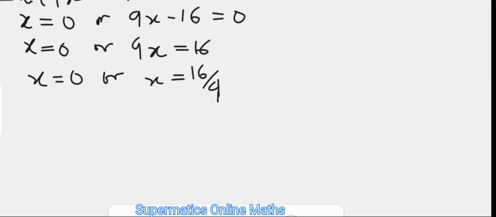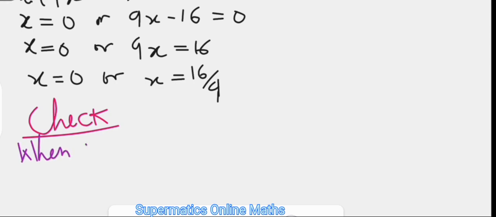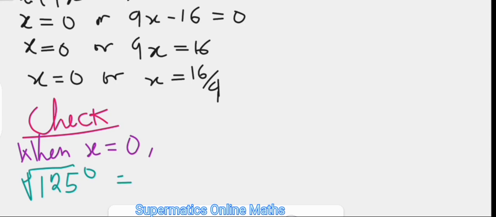It is important to check the validity of our results. So first, we make a check when x is 0. When x is 0, we plug in 0 into the original equation, which is the square root of 125 to the power of x, which is 0. On the left hand side, we want to see if it's indeed equal to the right hand side, which is 25 to the power of the square root of x, which is 0.